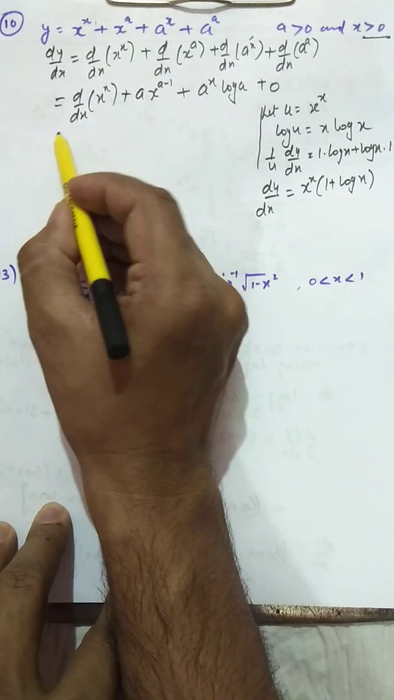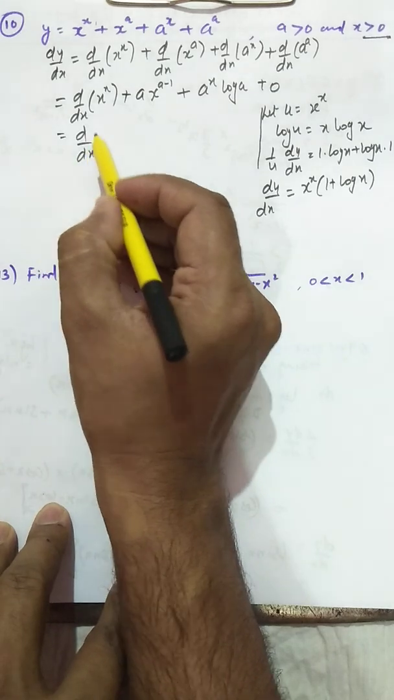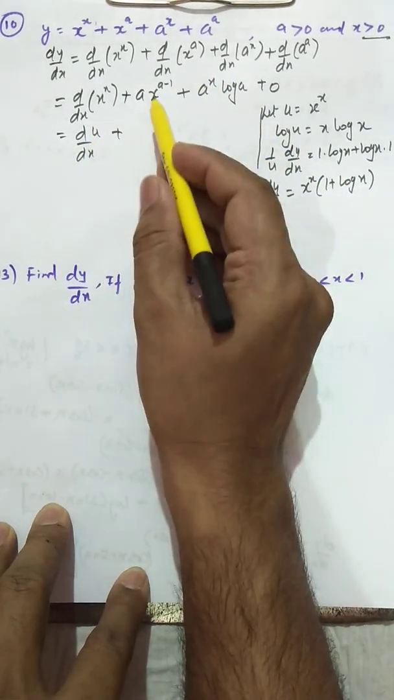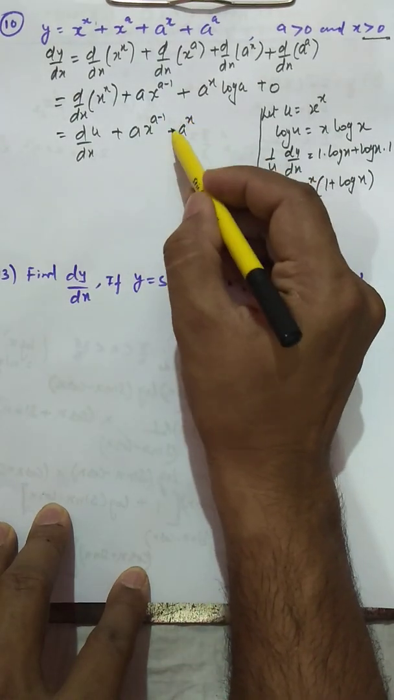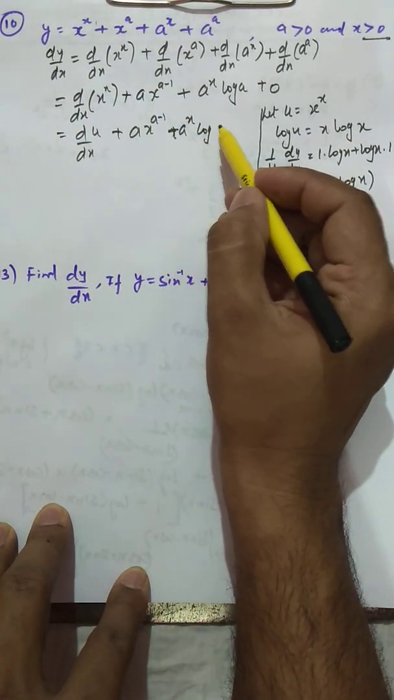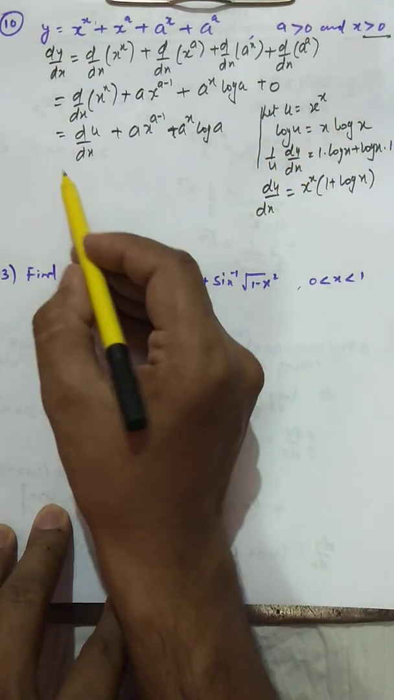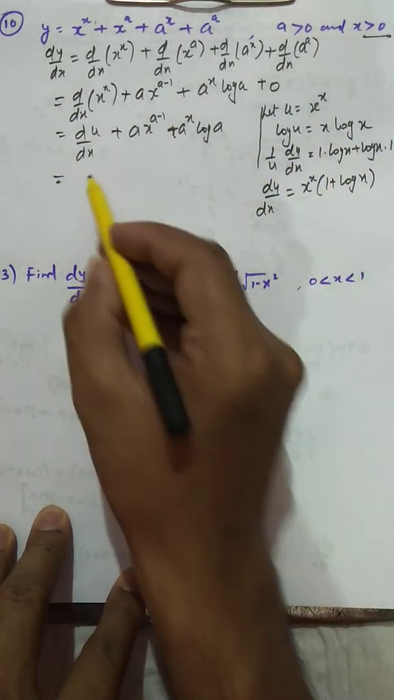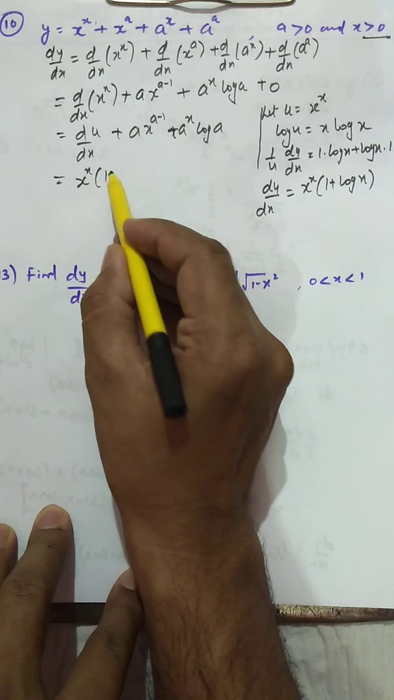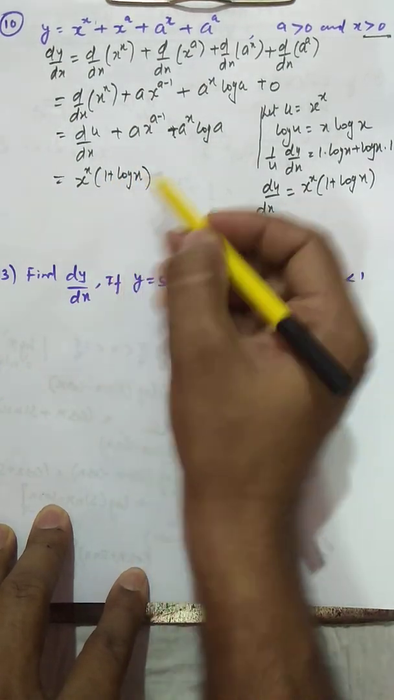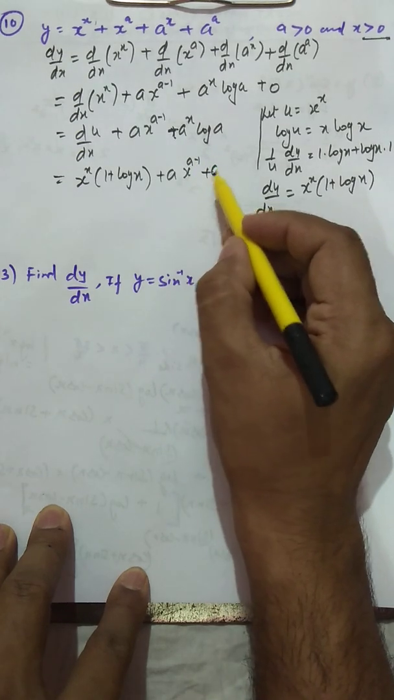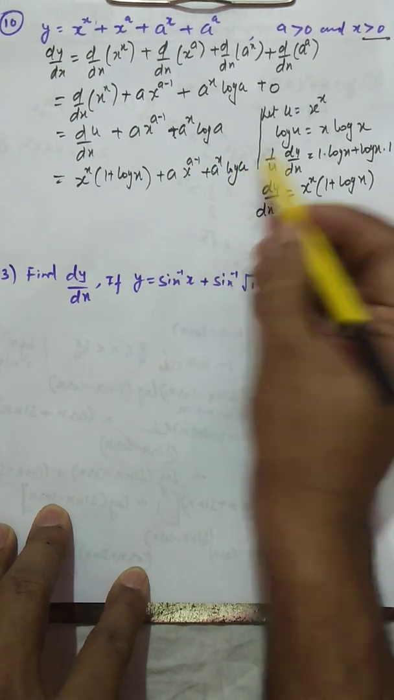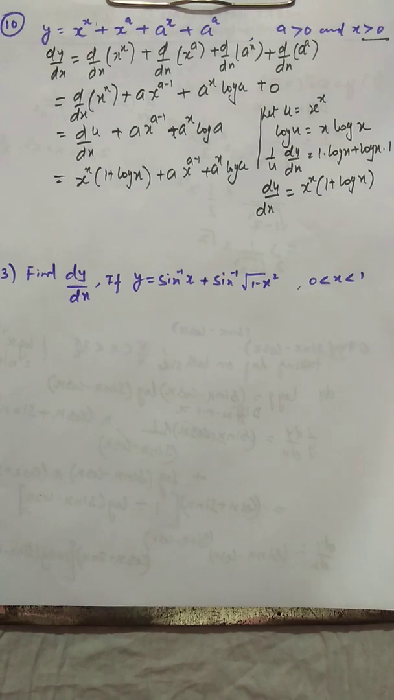So you can write dA by dx: this is du, and this is a^x, a minus 1, and this is a^x log a. So we can substitute this value of du upon dx, which is x^x (1 plus log x), into a x^(a-1) plus a^x log a. So you may leave your answer here only.